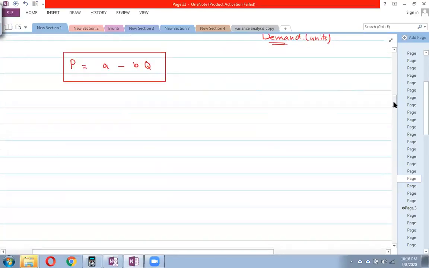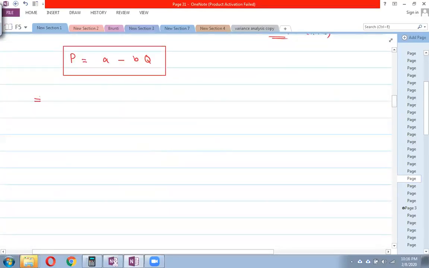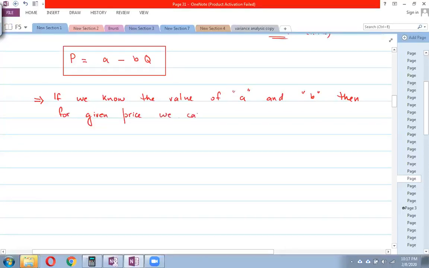Now, with this equation, if we know the value of A and B, then for a given price, we can calculate quantity.